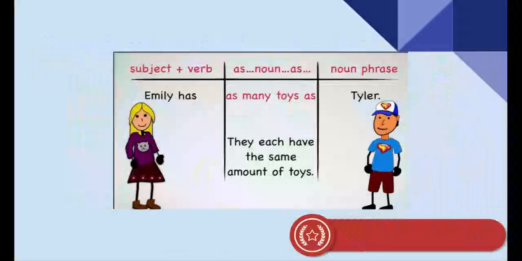Now, imagine that I say Emily doesn't have as many toys as Tyler. Maybe Emily has 10 toys, but Tyler has 25. So definitely not the same. And just like before, the one that has fewer objects, in this case toys, is going to be the subject, and then the one that has more quantity is going to be the second person or object dimension.